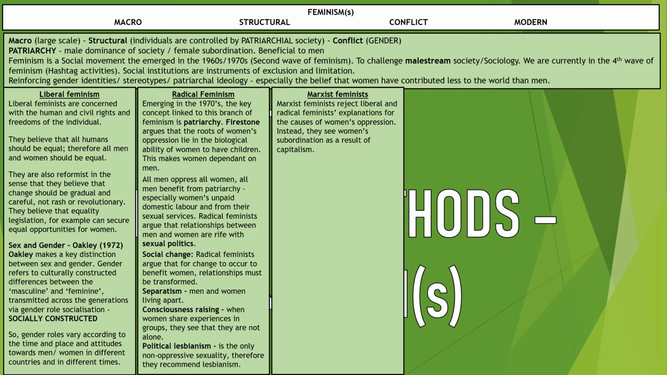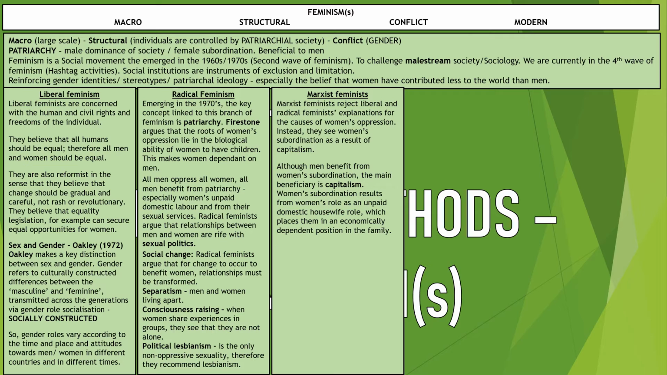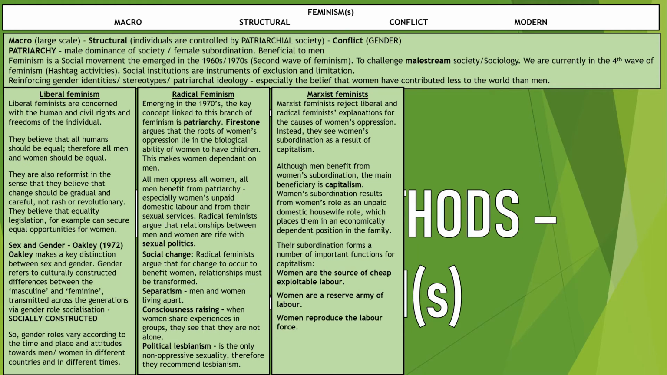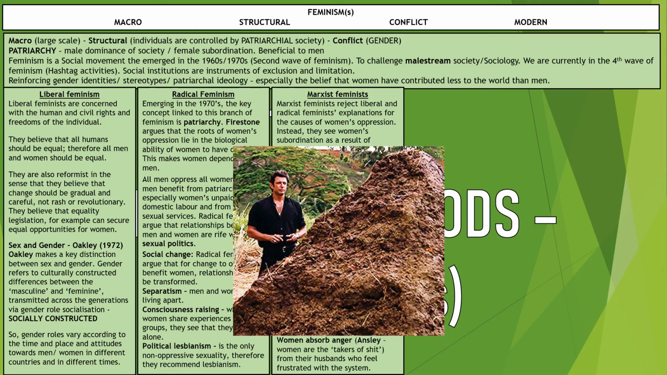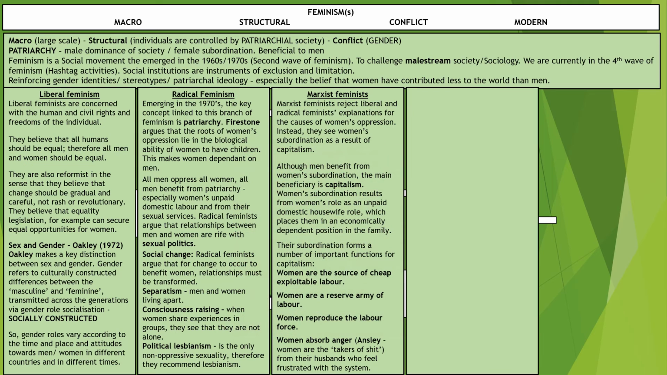Marxist feminists, as traditional Marxists do, they reject liberal and radical views of feminism. So they say that women's subordination is a result of capitalism, just like Marxism. So although men benefit from the work of women, capitalism is the biggest beneficiary of women's role, particularly in terms of economic work, housework, and positions in the home. Ultimately, women are subordinate to men. So capitalism sees women as a cheap source of labour, a reserve army of labour. They reproduce the labour force for free, and they absorb the anger of men, particularly the work of Annesley and the takers of shit.